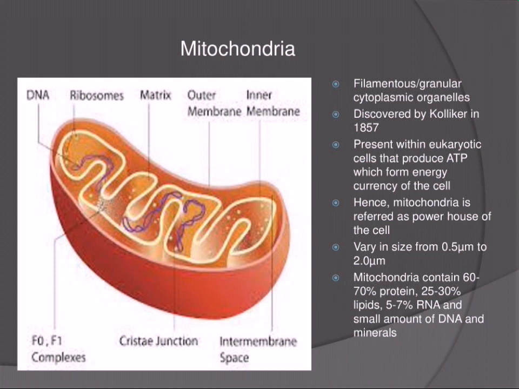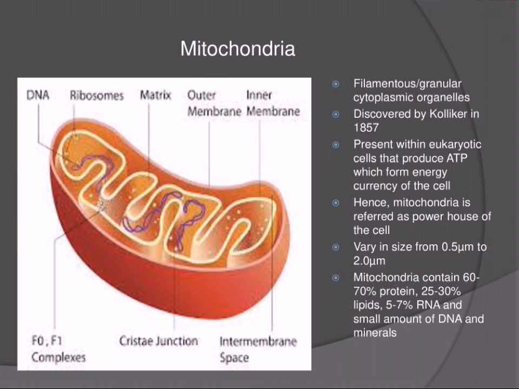This outer membrane contains proteins, lipids and enzymes. It has porin molecules. Porin molecules are proteins which form channels for passage of molecules through it. Through these proteins only, all the molecules enter and come out of the mitochondrial membrane. So this is the outer membrane.